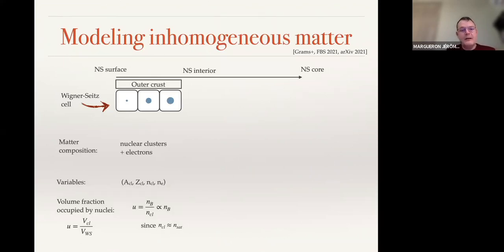Just briefly saying what we are doing for the inhomogeneous matter. We describe the clusters inside Wigner-Seitz cells, which are represented there. You see the cluster in the middle, and around you have only electrons.